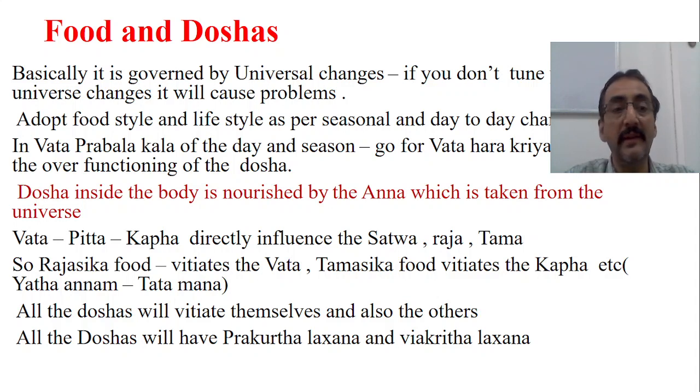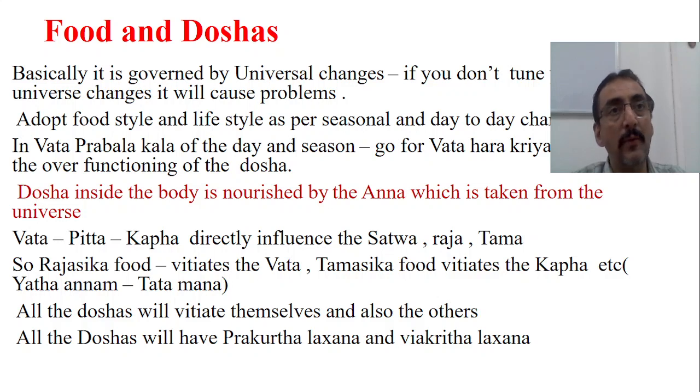Therefore we usually say, Yatha Annam Tata Manam. Our manas, these three gunas Sattva, Raja and Tama, directly depend upon the food we take. Yatha Annam Tata Manaha. All the doshas will vitiate themselves and also the others. That means when you take Vata Kara Ahara, the Vata is vitiated, and this vitiated Vata also vitiates the other doshas. So all the doshas will have Prakrita Lakshanas and Vaikrita Lakshanas. This is our basic part. This is how the doshas are formed from the Anna.